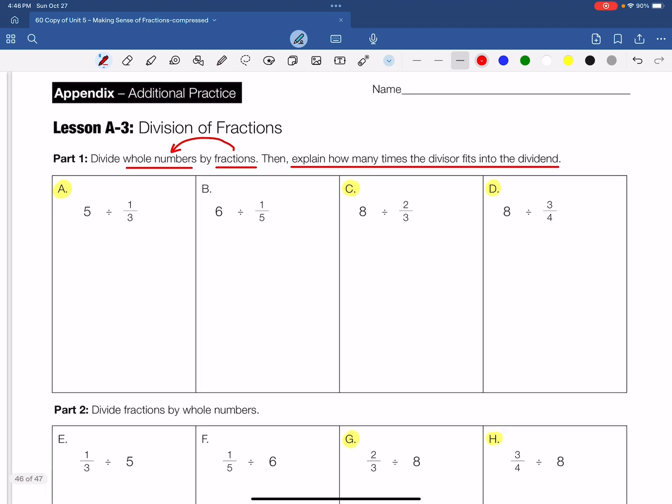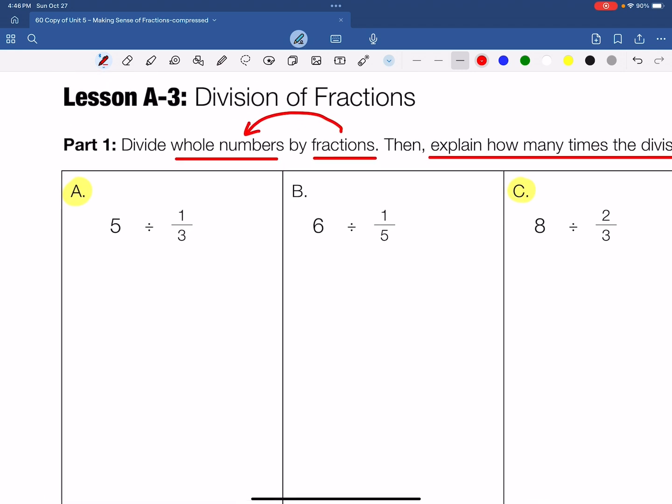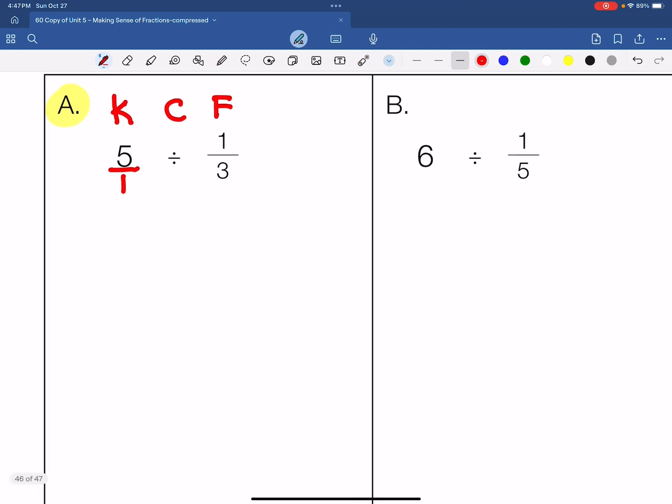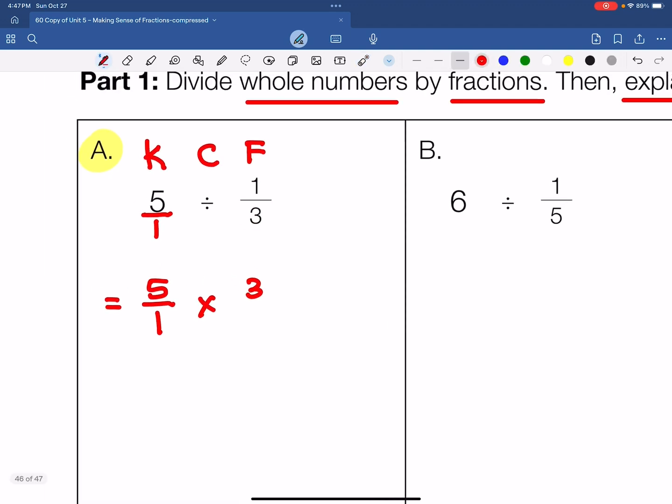We'll do 3 problems in part 1, starting with letter A. First problem is 5 divided by 1/3. So to make this easier, go ahead and divide that whole number by 1 so that both numbers that you're working with are fractions. Touching the operation, we see that it's division, and the rule is to rewrite using keep, change, flip. So we'll keep the 5 wholes, 5 over 1, change division into multiplication, and then flip 1/3 into 3 wholes, or 3 over 1.